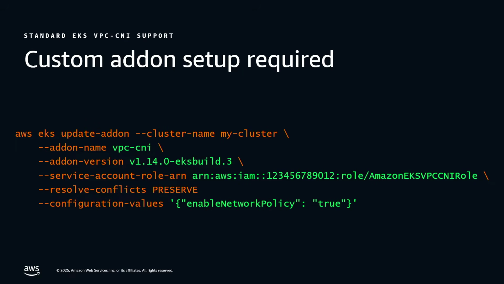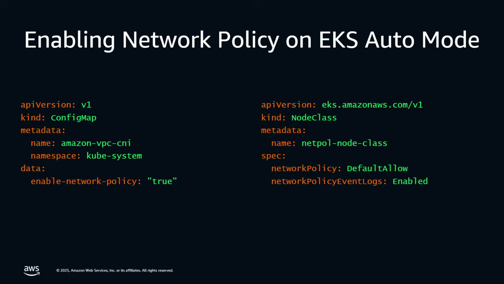In the past, before Auto Mode, a custom setup was required for you to enable those network policies. You needed to worry about roles and how to enable that, and this could cause a cluster-level blast radius, whereas in EKS Auto Mode, it's much more streamlined. Network policies are enabled by default. You just need to tell it to use them. So basically, you create a config map and say, hey, I want to use network policies. Boom, it will be there.